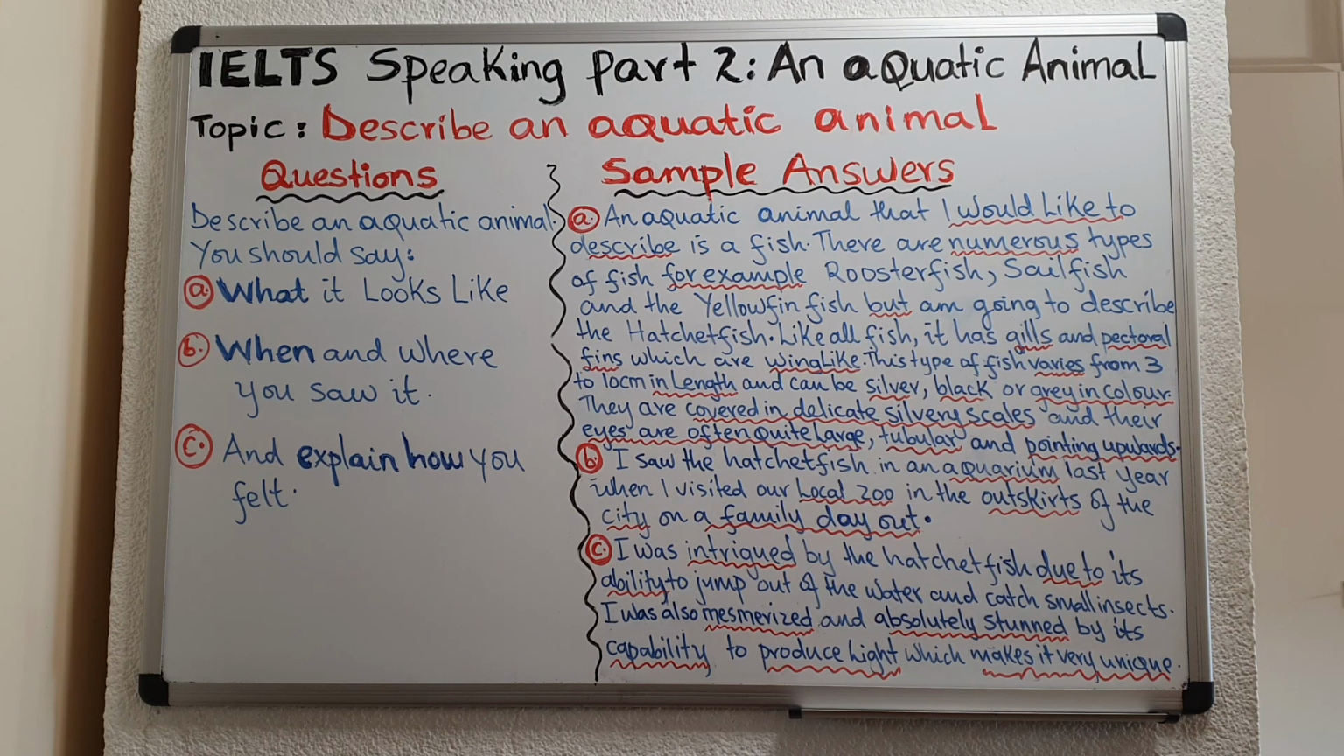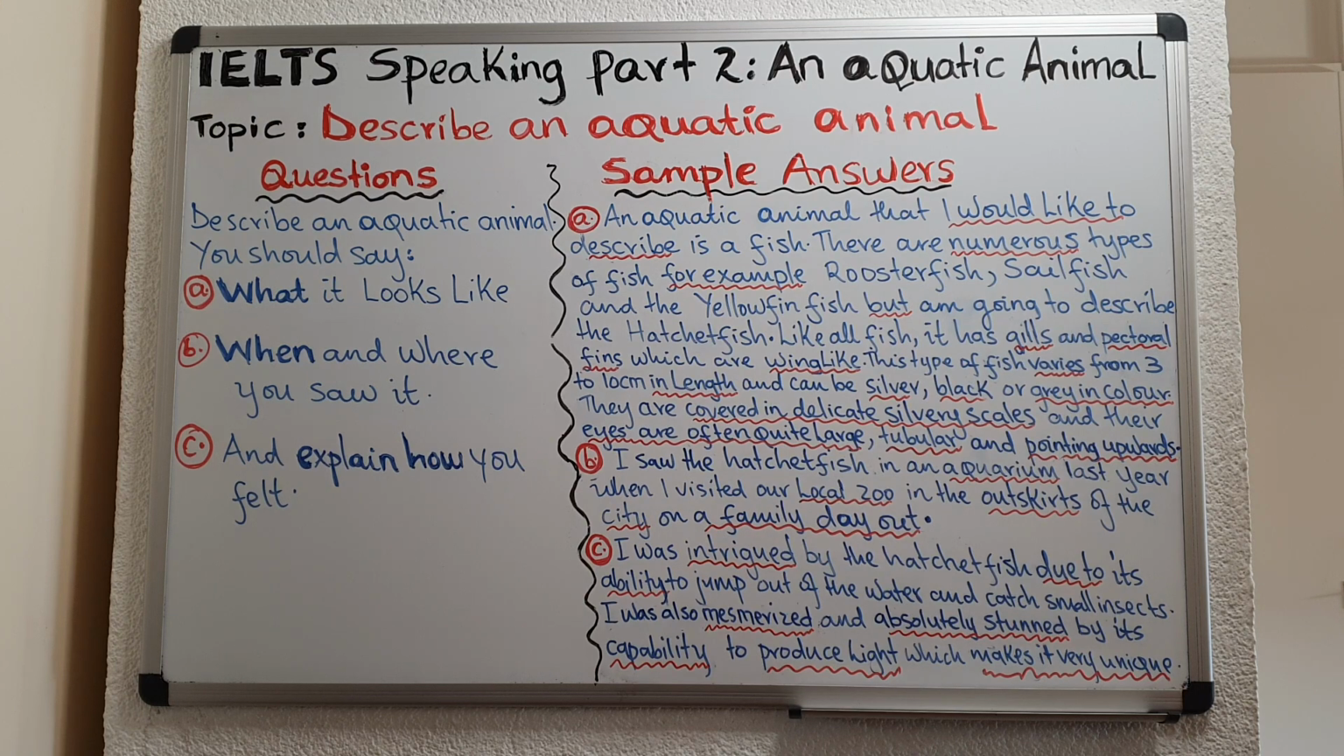I said, I saw the hatchet fish in an aquarium last year when I visited our local zoo. And where is the local zoo? It is in the outskirts of the city. When did I visit? Last year. And why? Because it was a family day out.